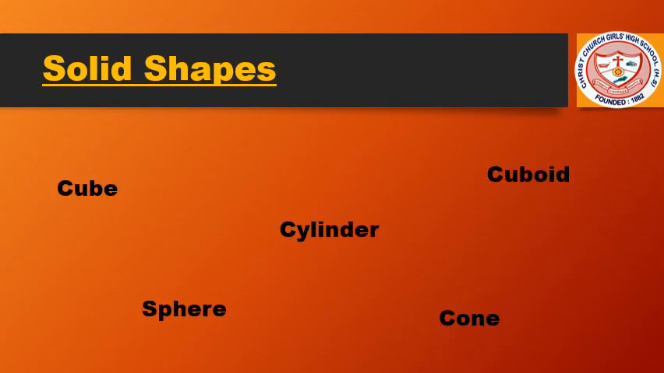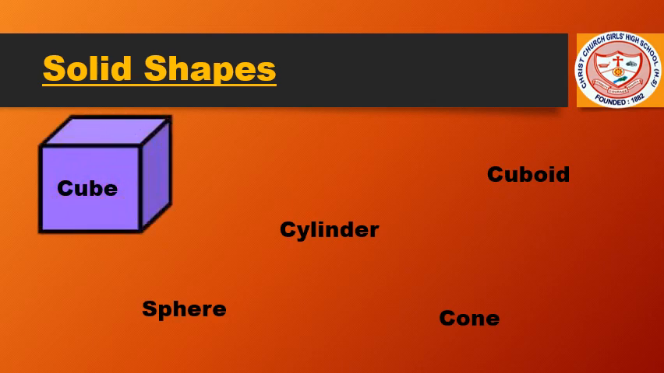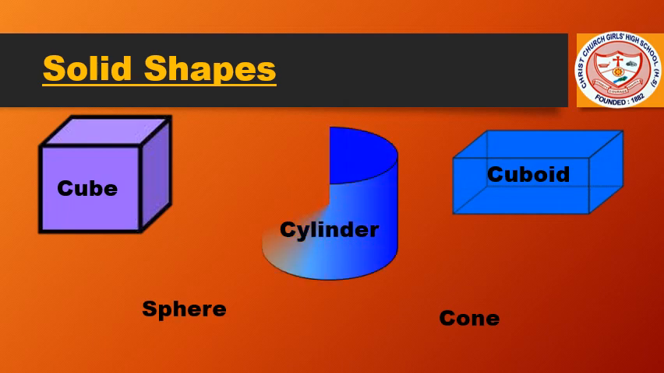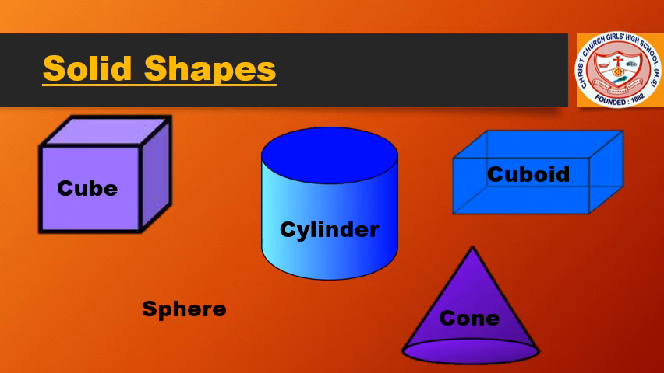Let us explore our today's topic, that is solid shapes. In class 2, we have already learnt about them. I'm sure you can identify the shapes. These are the examples of some solid shapes: cube, cuboid, cylinder, cone, sphere. Now we are going to learn a little bit more about these shapes.